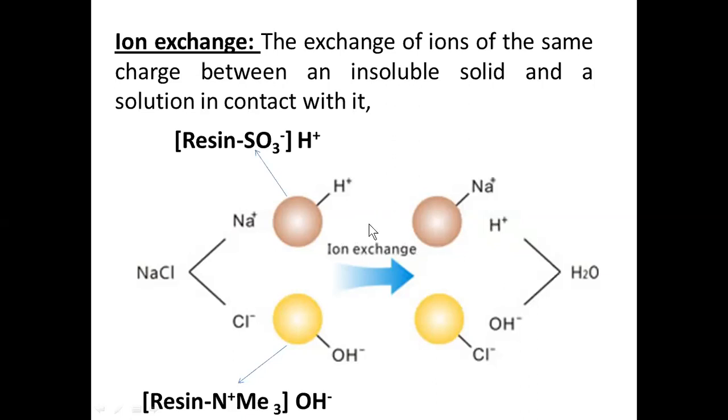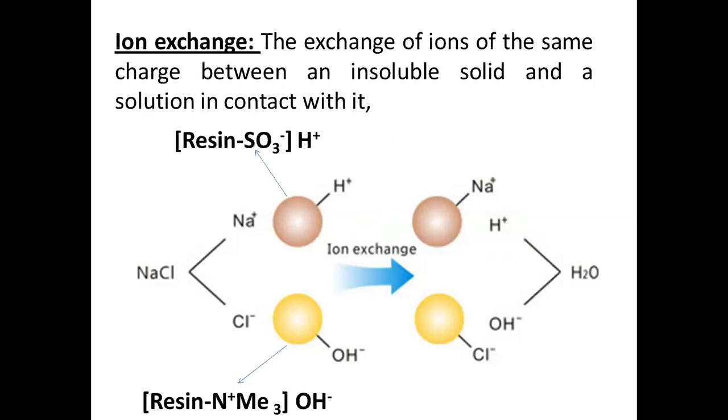So this process is called the ion exchange process. Hydrogen ion has been exchanged by sodium ion to convert the resin into sodium form. Consequently, the hydrogen ion is going to be eluted. This process is called the ion exchange process.